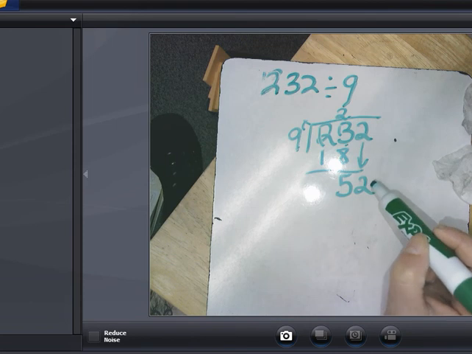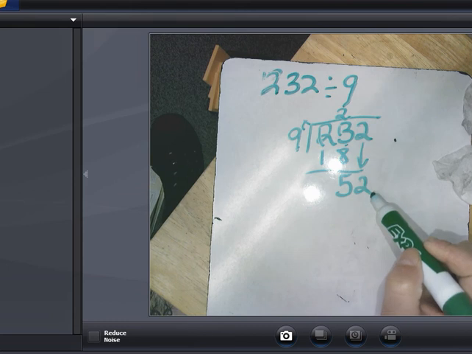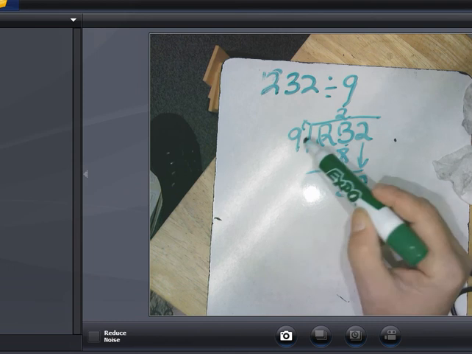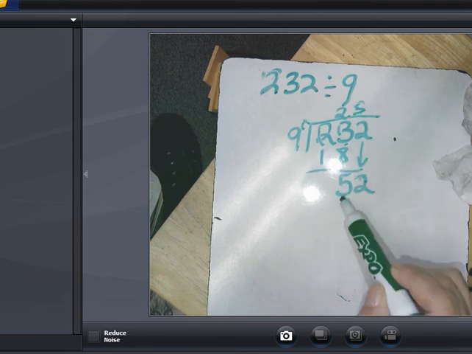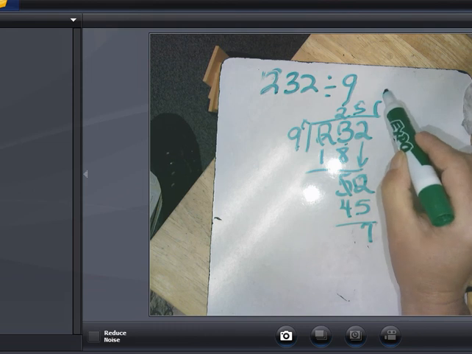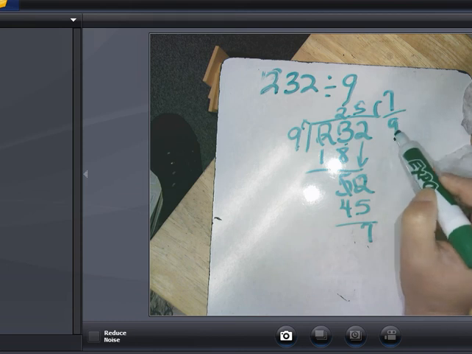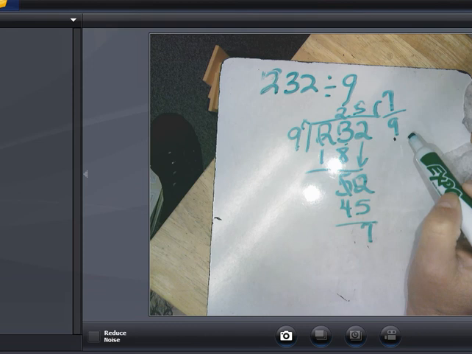Well, I know 9 times 6 is 54, sorry, 54. So I know that 9 times 5 is 45. I have to borrow 7. There's nothing else to drop down, so I have my remainder of 7. Or I could have written it 7 over 9. I know that 7 is a prime number, so that's the simplest form.